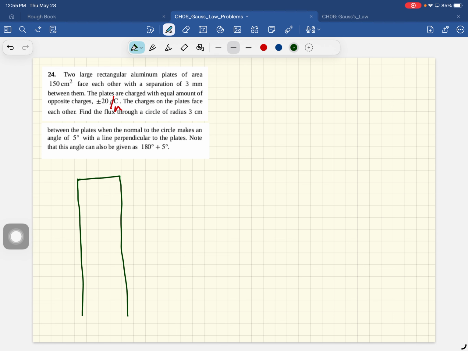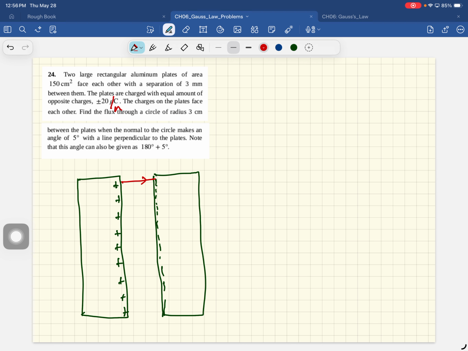For part B, we're going to do the same through a rectangle in the yz plane. And the area is in the x hat direction.